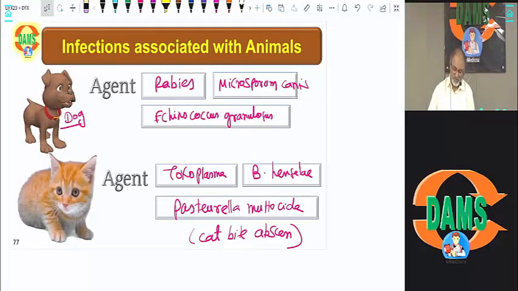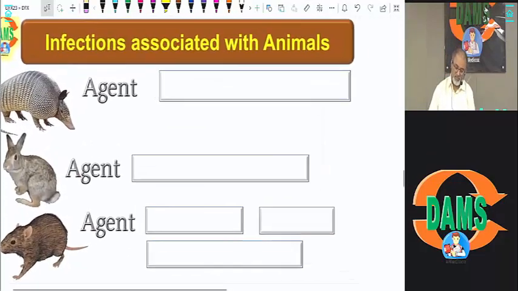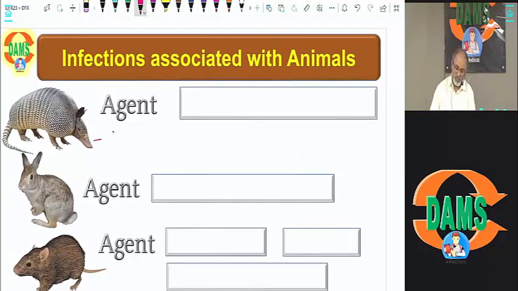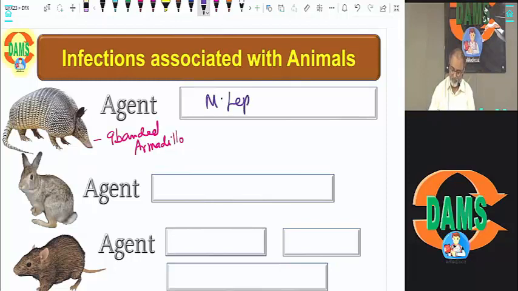Okay, next. What is the animal called? Nine-banded armadillo. Mycobacterium leprae. This is rabbit. Rabbit fever is caused by tularemia, Francisella tularensis.